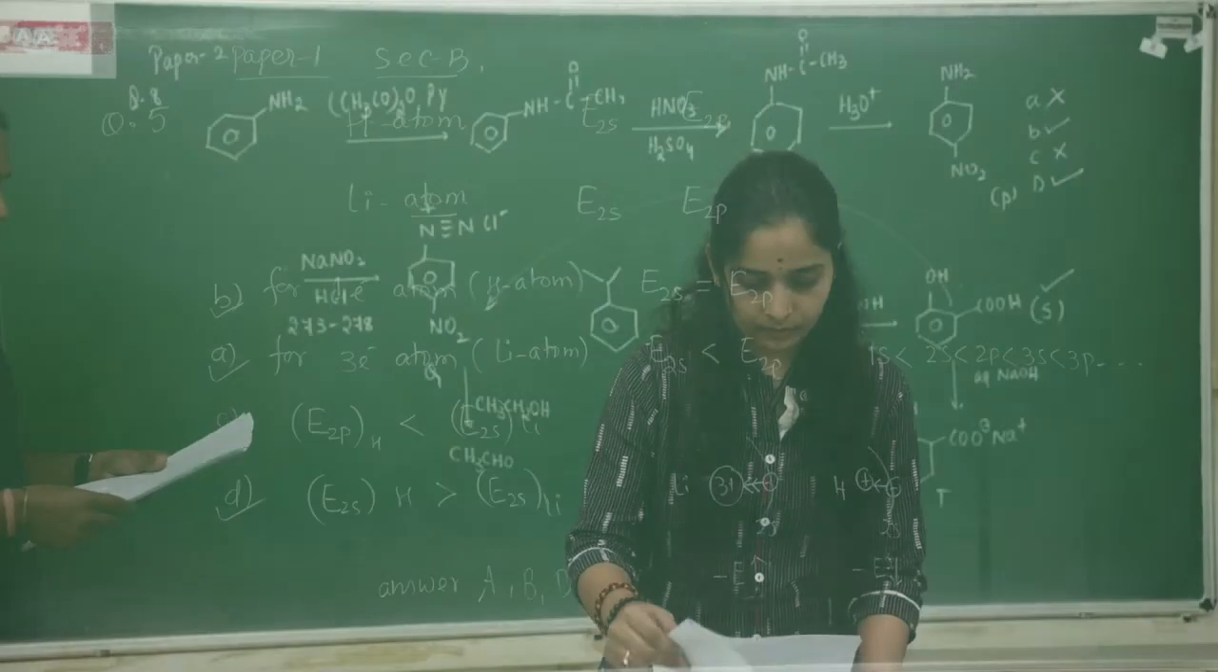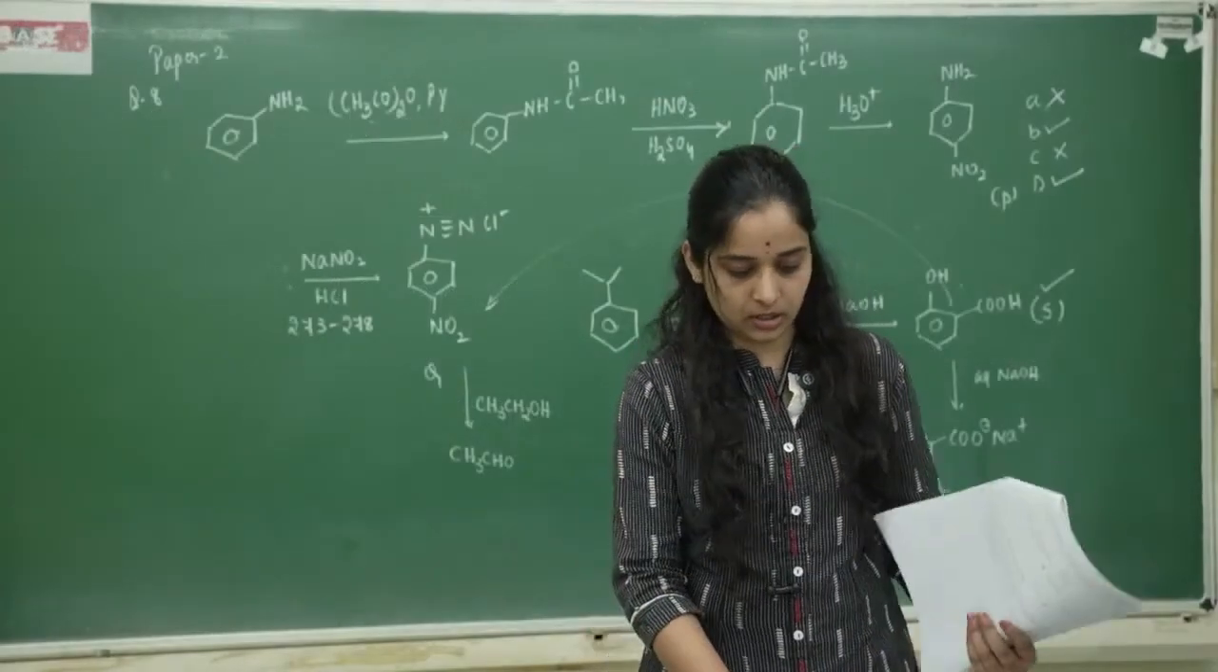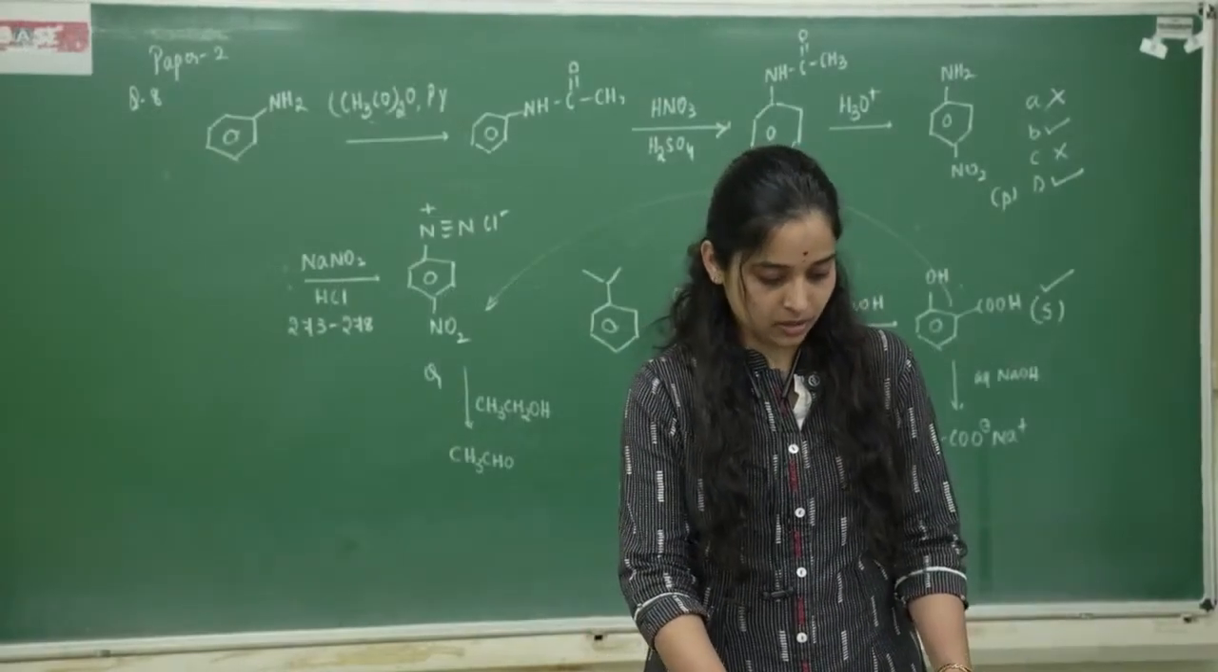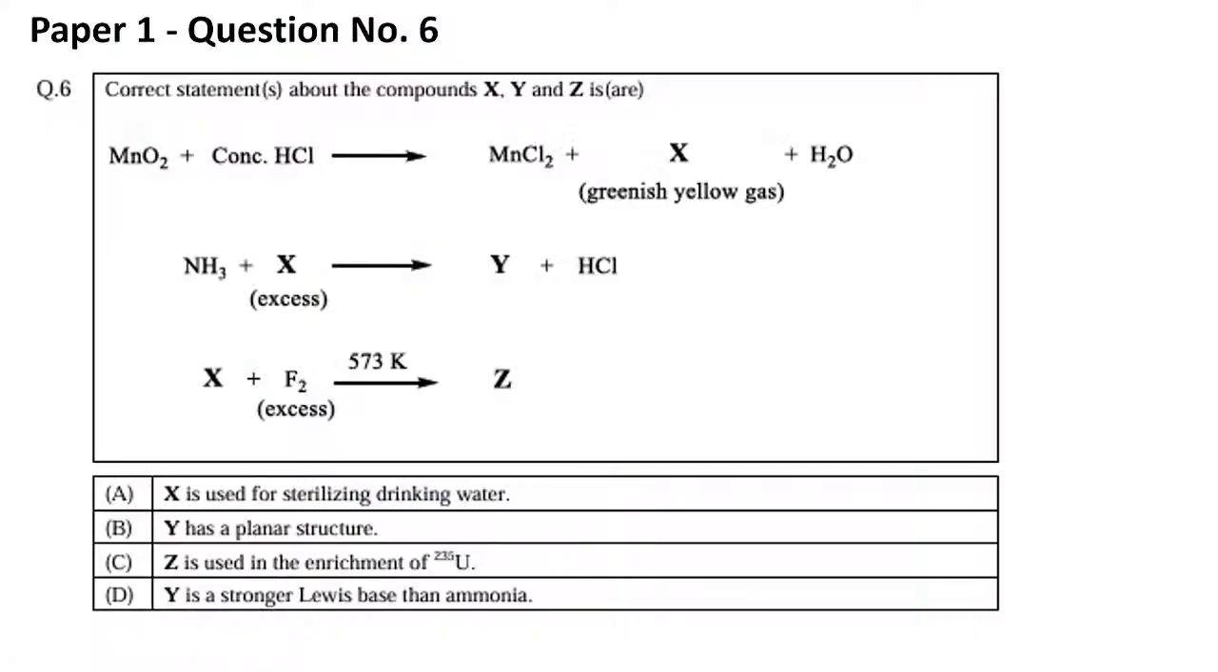Fine. Paper 1, question number 6. This question has both a redox reaction and is mixed with chemical bonding. MnO2 reacts with concentrated HCl, which gives MnCl2. The greenish-yellow gas will be Cl2, in the presence of water. I will write the complete reactions, then we will go with the options.